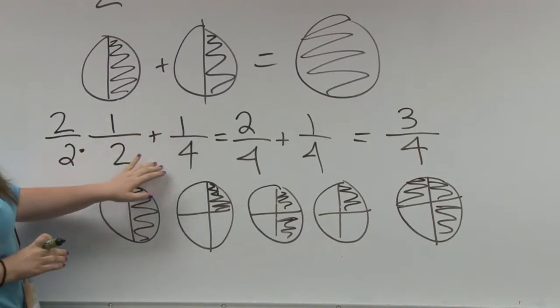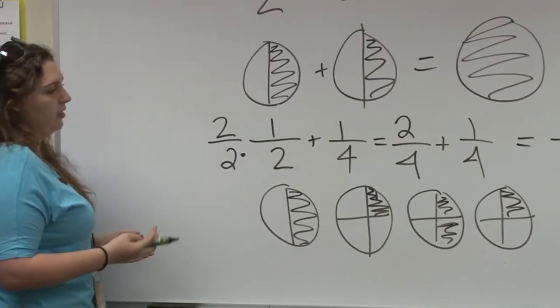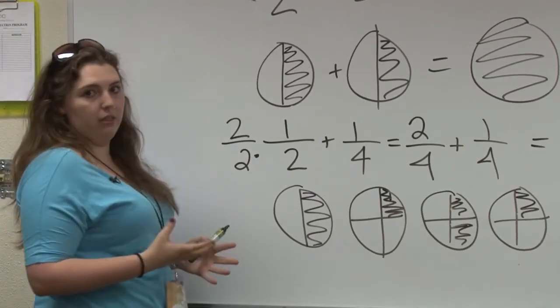You said numerator. Numerator's top, denominator is on the bottom. So the numerator is how many pieces we are talking about. The denominator is how many pieces are in the whole object.